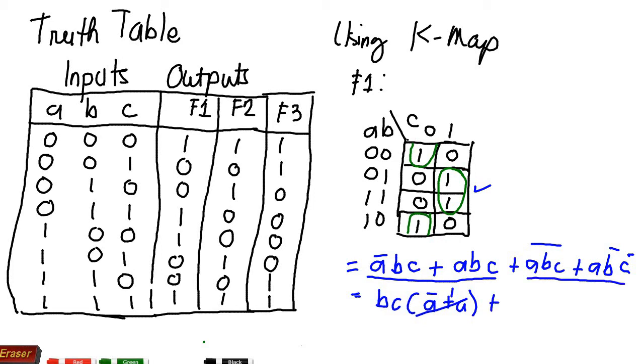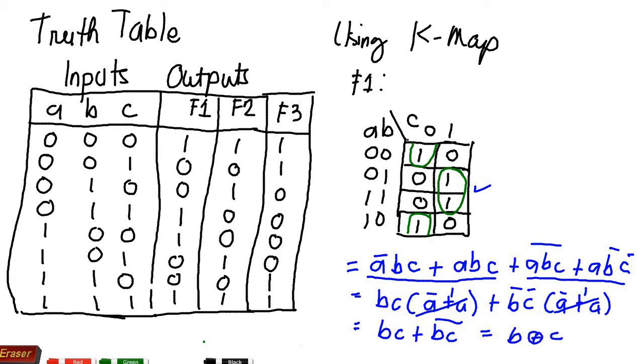The common here is we have B bar and C bar. So we have B bar and C bar times A bar plus A. So A bar plus A is equivalent to 1. So what remains here is BC plus BC bar, or this is equivalent to, we can simplify that as B XNOR of C. XNOR.